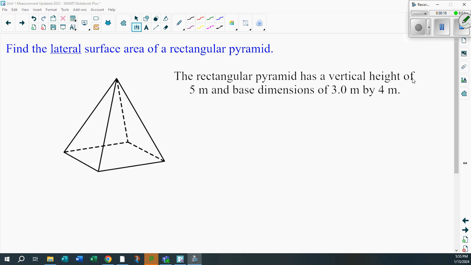It says the rectangular pyramid has a vertical height of 5, base dimensions of 3. So this side is going to be 3.0 meters. This side over here is going to be 4 meters, right? I'm going to give you a height from here to the center right there, okay? That's going to be 5 meters. There's my height right there. Okay, cool. Now, let's do this.